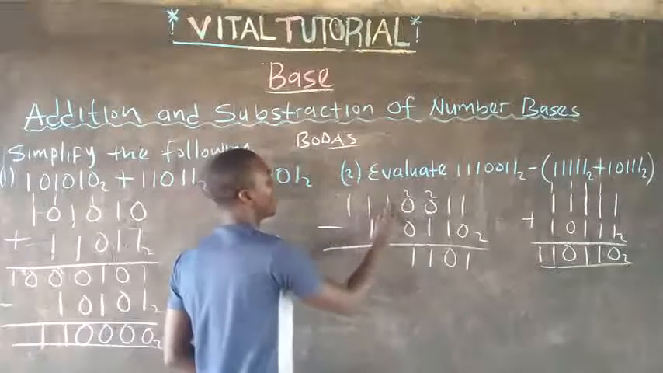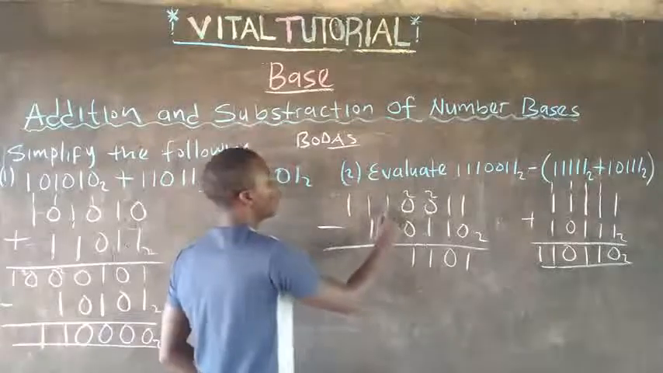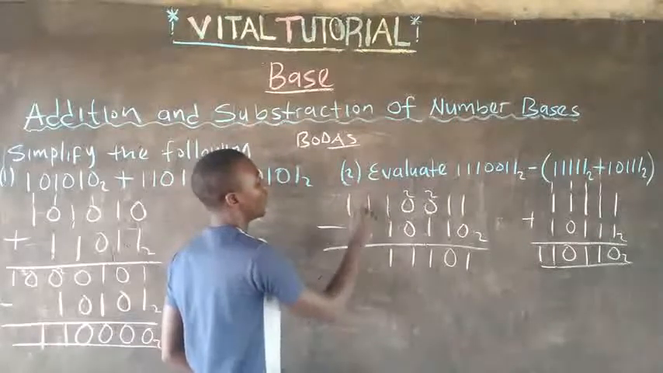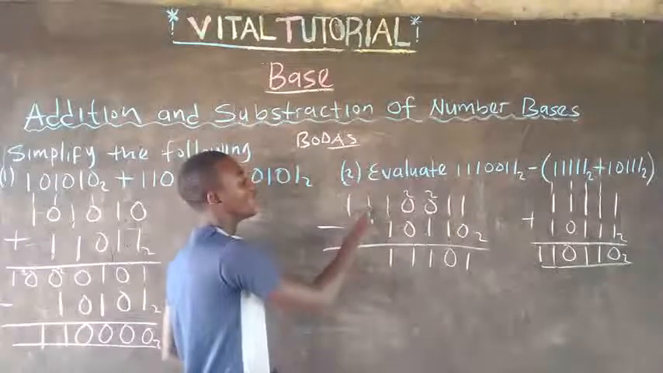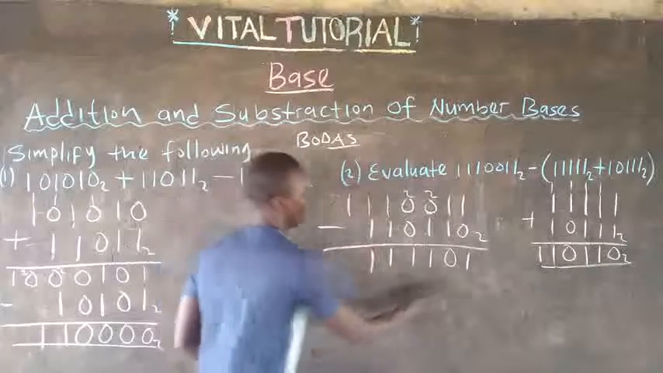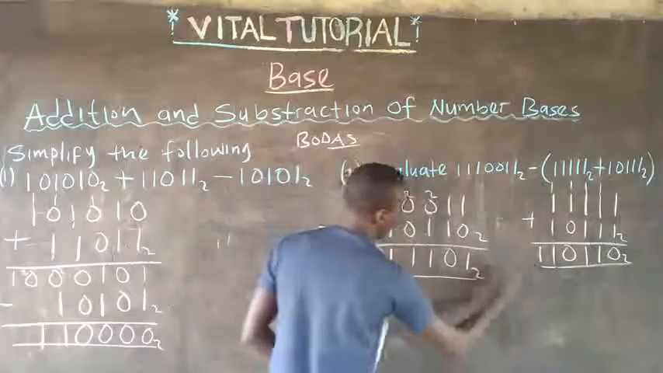So we borrow 1, when it comes here, it becomes your base, which is 2. 2 minus 1 is 1. Here we'll be left with 0. So you borrow 1 from here, when it comes here, it becomes 2. 2 minus 1 is 1. This is your final answer in base 2.